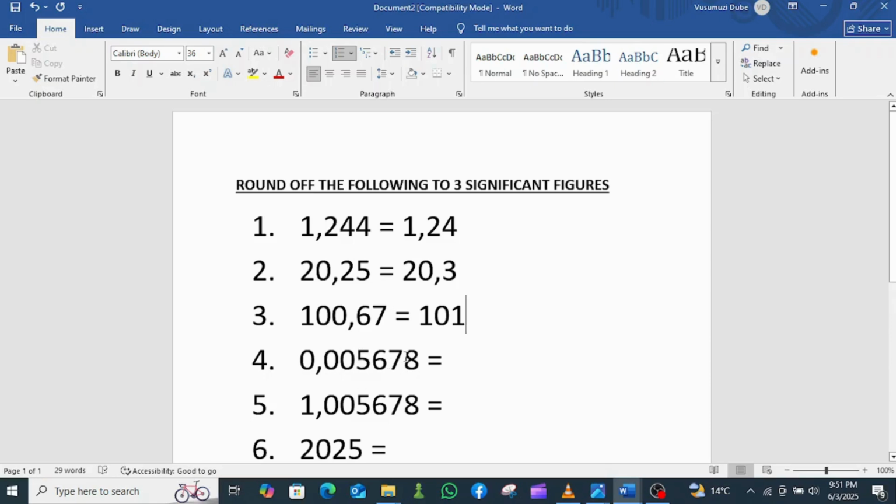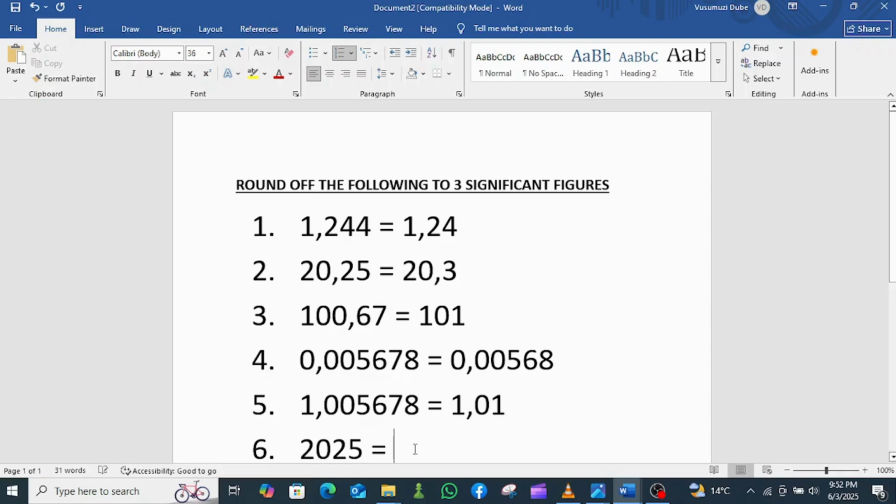Let's count. 1, 2, 3. 8 is a number greater than 5. So I will add 1 to the third number, giving us 0,00568 as the answer. And yes, you write those zeros also. Number 5 already starts with a natural or counting number, so I will go ahead and start counting 1, 2, 3. The fourth number is 5, so I will add 1 to the 0, and the answer is 1,01.